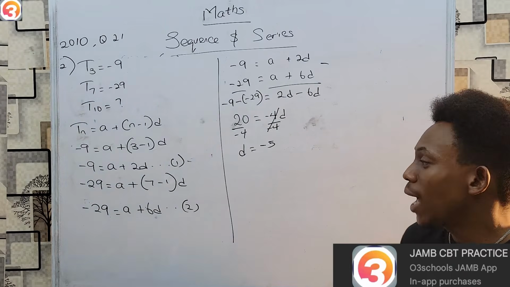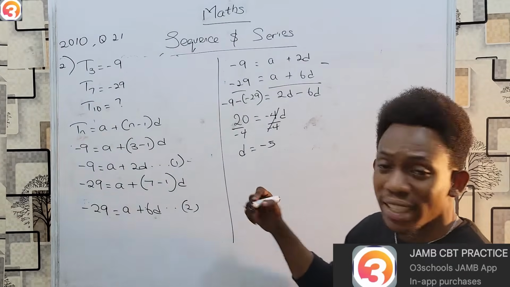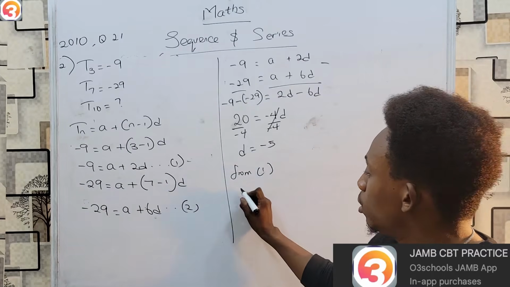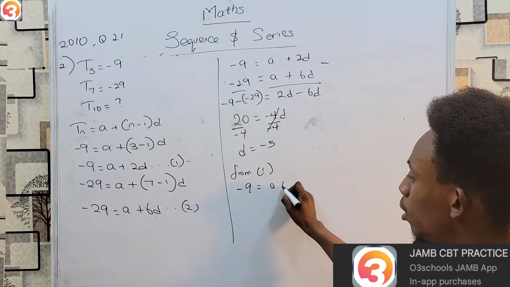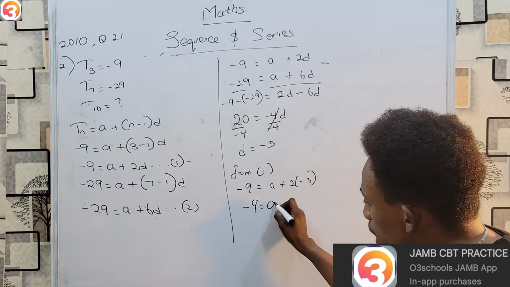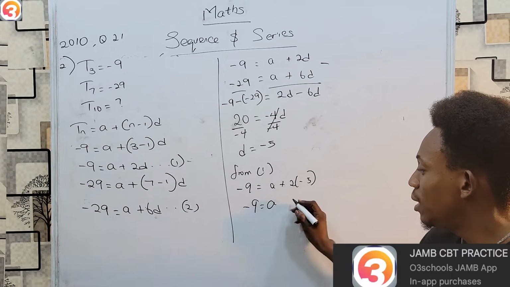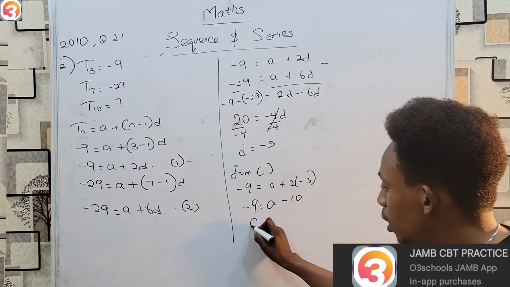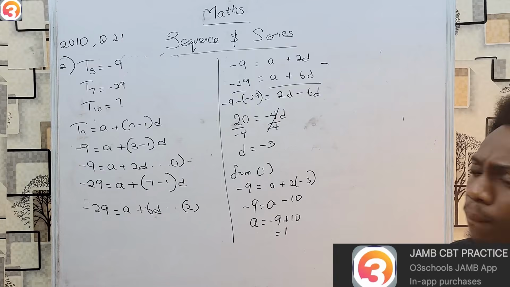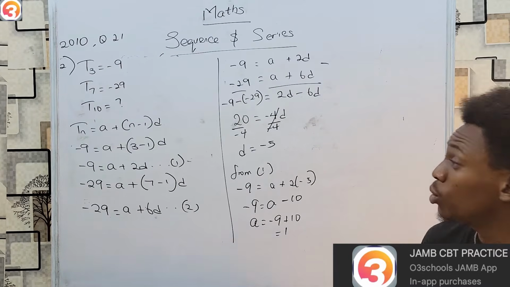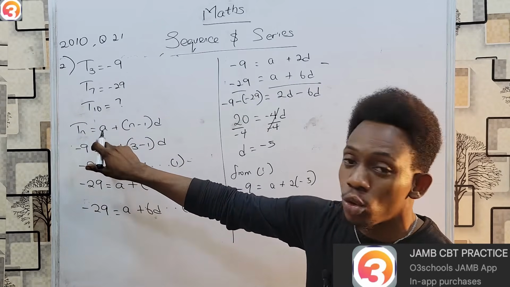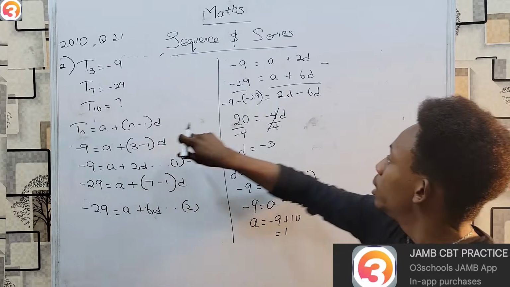Once I know my d, I can then go to my equation 1 and find a. So we could simply say from equation 1, minus 9 equals a plus 2 times minus 5. So minus 9 will be a. 2 times minus 5 is minus 10. Then a equals minus 9 plus 10, which is 1. And why did we do all this? Because we want to find T10. I know this is my formula. Before I can use this formula, I need to know A, N, and D.